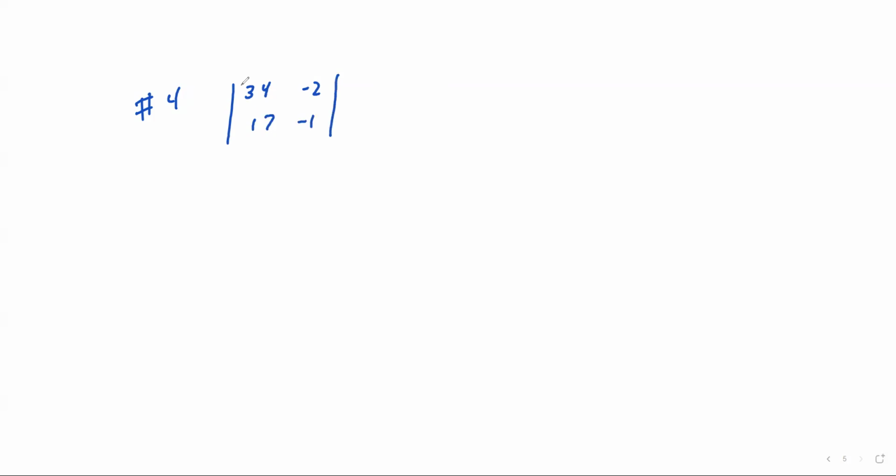So again, all you have to do is take this diagonal and multiply these diagonals, and then subtract it from these diagonals. So this would be 34 times -1 minus -2 times 17. Right? Then you just do the work. This is -34. That would make it a positive, and then 2 times 17 is positive 34. So negative 34 plus 34 would give you 0. That's literally all you have to do.